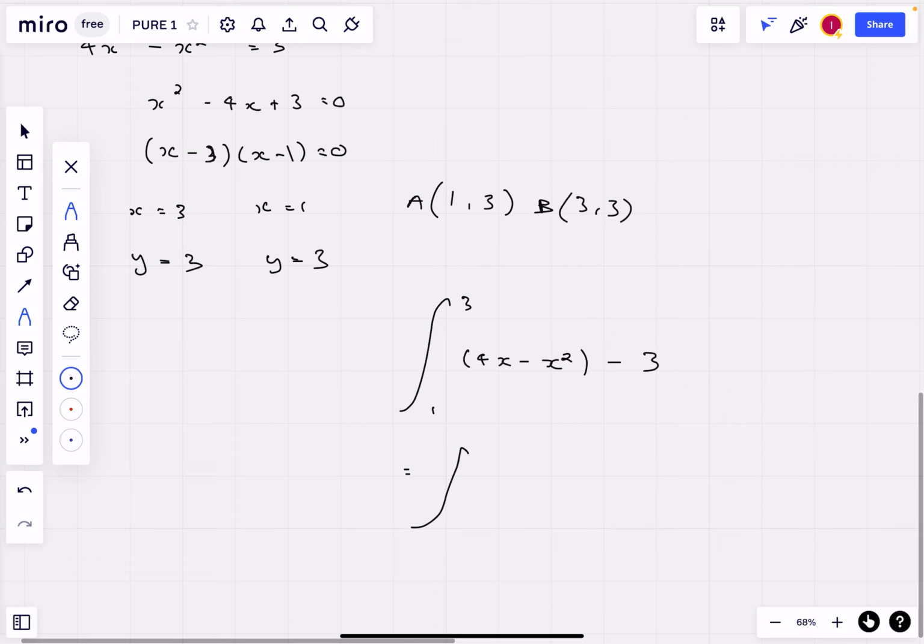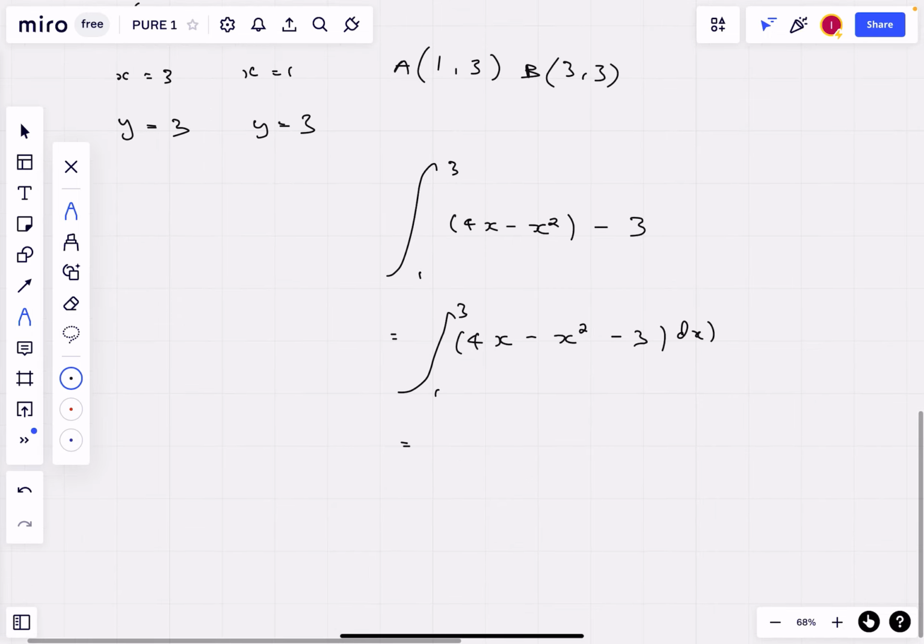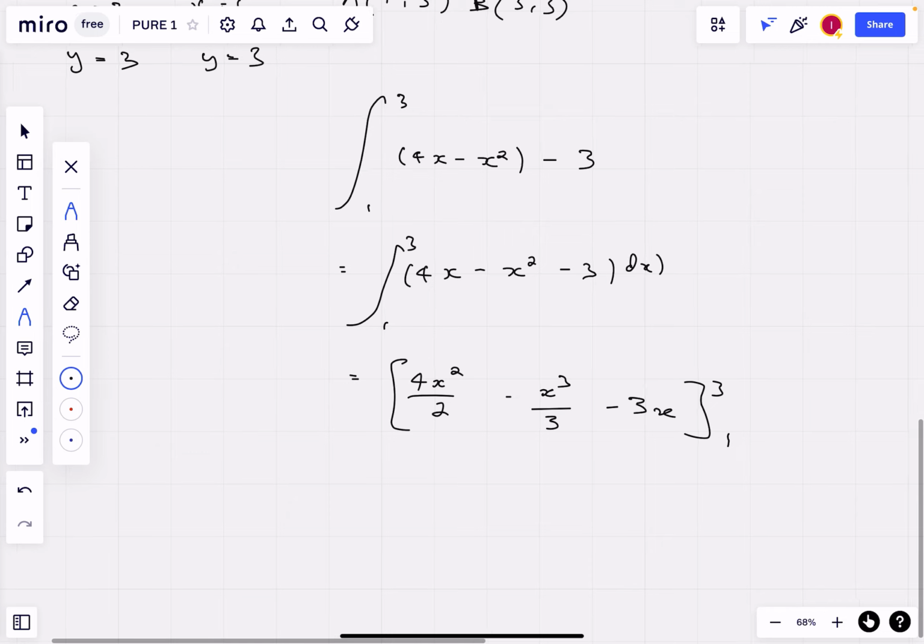So 4x minus x squared minus 3, between 3 and 1, and this is what you're integrating. So you get 4x squared over 2 minus x cubed over 3 minus 3x between 3 and 1. Stick it in your calculator, do what you usually do, you get 1 1/3. But that's how it works.